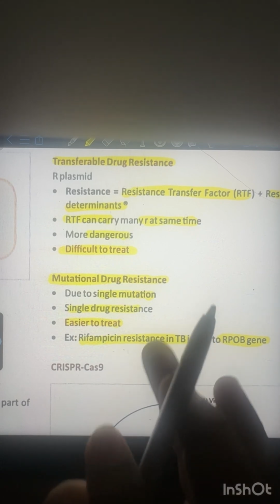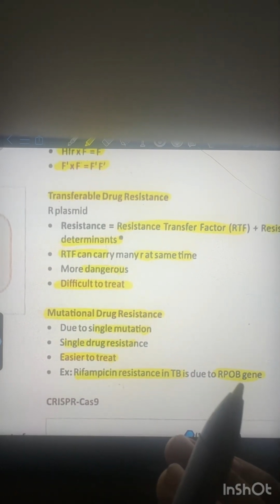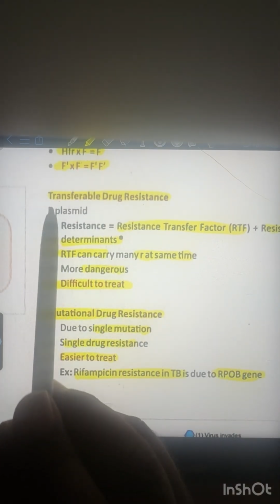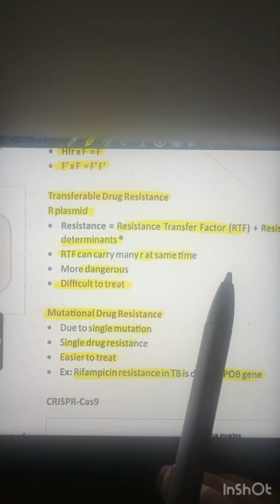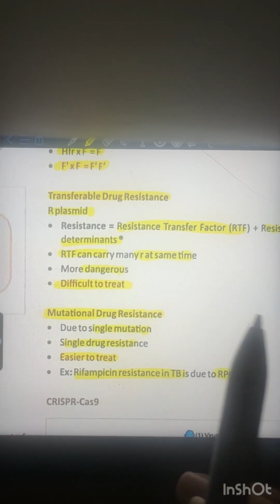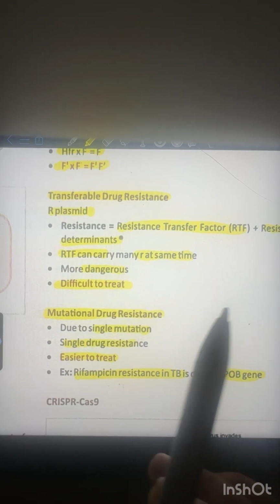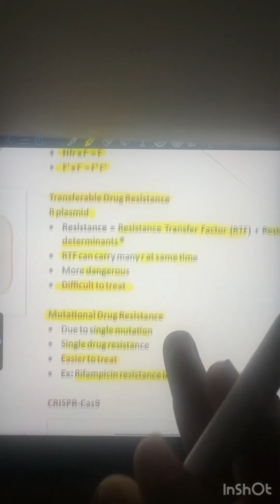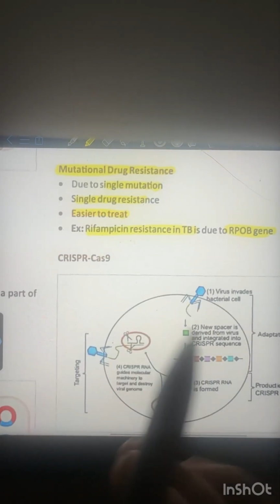So this is a question that they ask you in the paper. Transferable drug resistance will transfer many resistances at the same time, so it will be very difficult to decide what antibiotic I should use. Whereas mutational drug resistance is a resistance to a single drug, so you can easily change the drug, use an alternative, and treat the situation very easily.